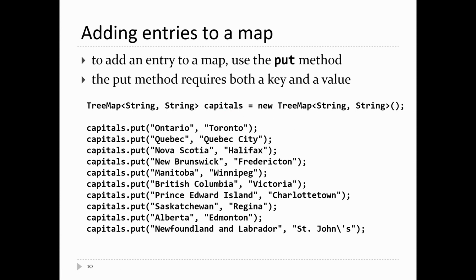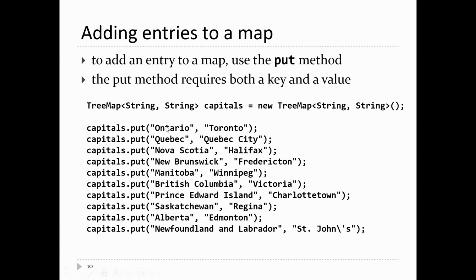Now a map has two types, right? It's got a key type and it's got a value type. So when you're using a map class and specifying the generic types, you have to specify both the key type and the value type. In this example, they're both the same, but you still have to specify both.